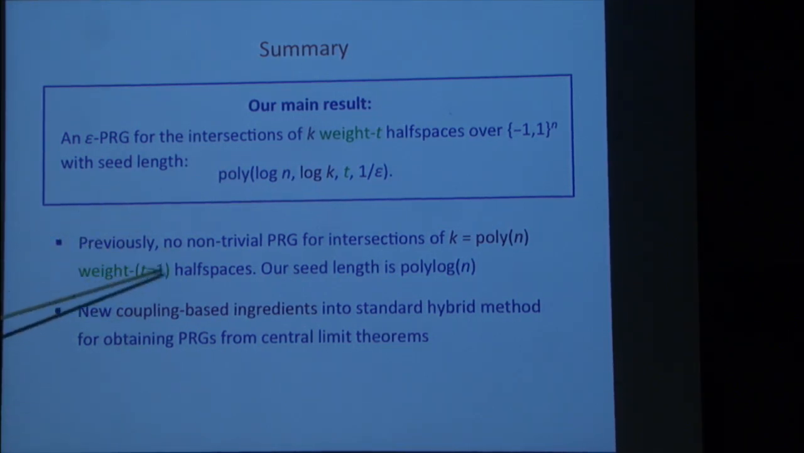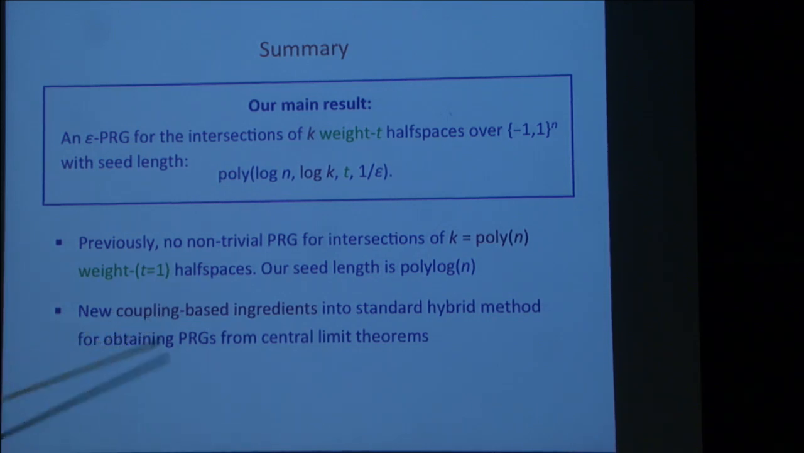Previously, like I said before, we weren't able to say meaningful things about fooling intersections even of weight 1 half-spaces, but we can say something about that now. On a technical level, the whole thing is based on this connection between CLTs and pseudorandom generators, these hybrid type proofs of CLTs giving us pseudorandom generator constructions and analyses, and we had to think about this aspect of coupling the two distributions in order to make the proof go through.